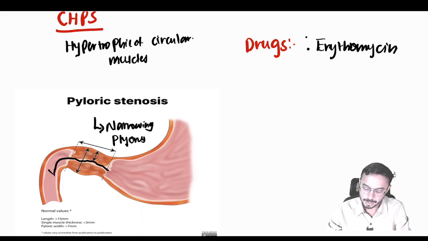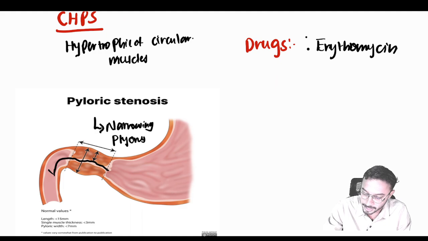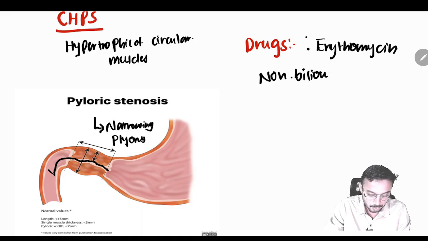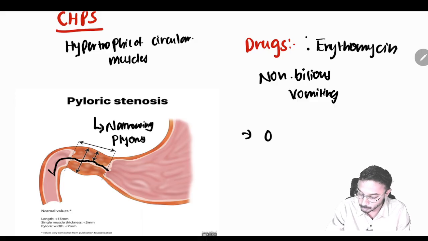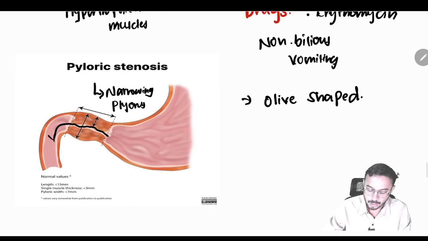Okay, and I told you hypertrophy leads to narrowing of the pylorus. The food is not passing further. So that's why here also, bile is not present: non-bilious vomiting. After vomiting, you will find a mass, known as an olive-shaped mass, seen in congenital hypertrophic pyloric stenosis. On investigation, what will you find?